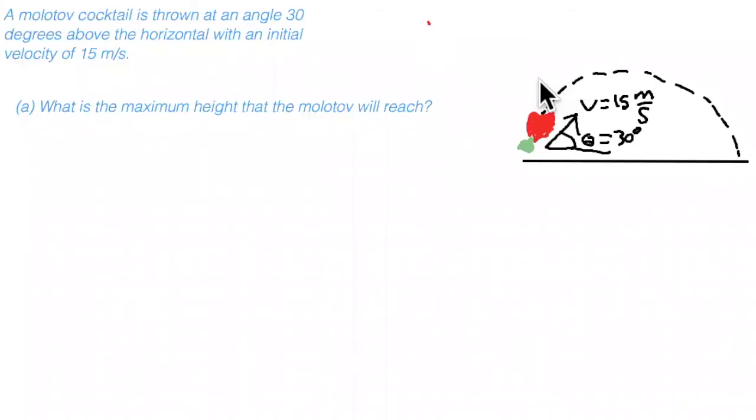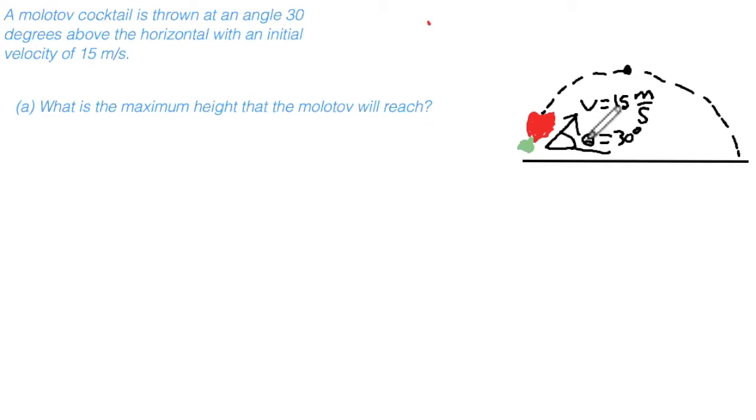Hello, here's another physics problem. A Molotov cocktail is thrown at an angle 30 degrees above the horizontal with an initial velocity of 15 meters per second. So the first part is asking what's the maximum height that the Molotov will reach. This will be right here. This is when the vertical velocity of the Molotov will be 0.